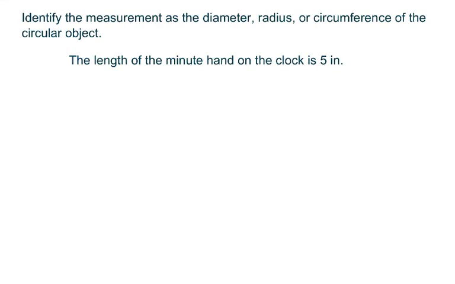Identify the measurement as the diameter, radius, or circumference of the circular object. The length of the minute hand on the clock is 5 inches. Let's draw a picture. So here's a clock.